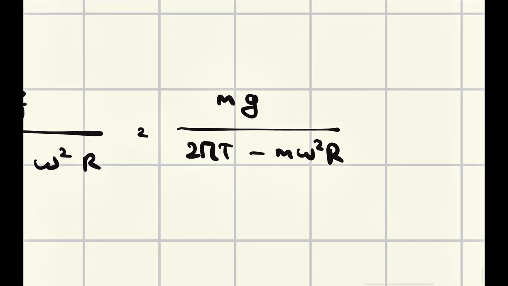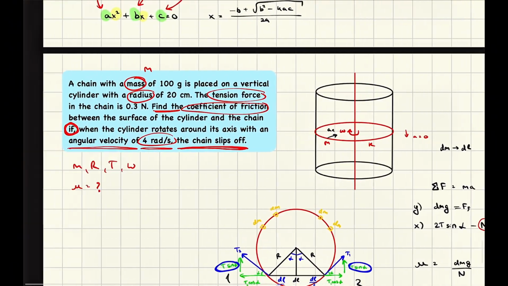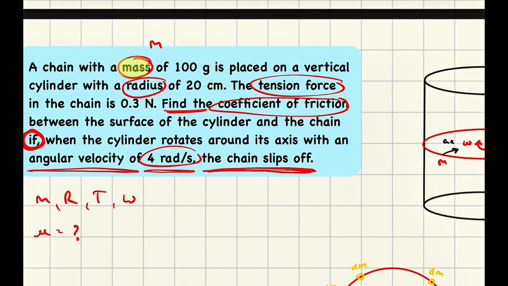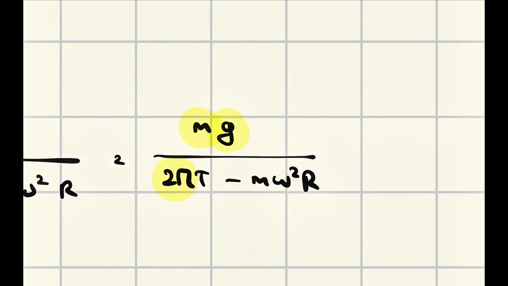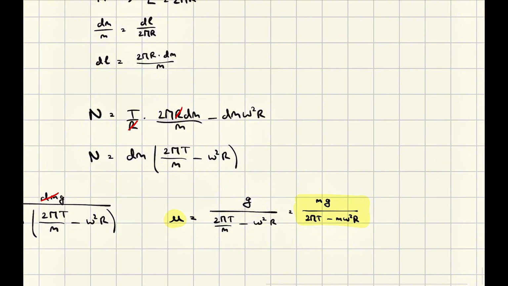So we have mu, and what? We are given m. This is given. This is 100 grams. Radius is there. This is mass, radius, tension force. We need to find the coefficient of friction, and also angular velocity is right here, right? So we are given mass. We know g is constant, 2 pi is constant, tension force is given, mass again, angular velocity is 4 radians per second, and radius is also given, 20 centimeters. So I believe this is the end. We don't need to put numbers in because they might vary. The most important part is just physics, and maths is for the rest. So this part is our answer, and I believe this is the end.